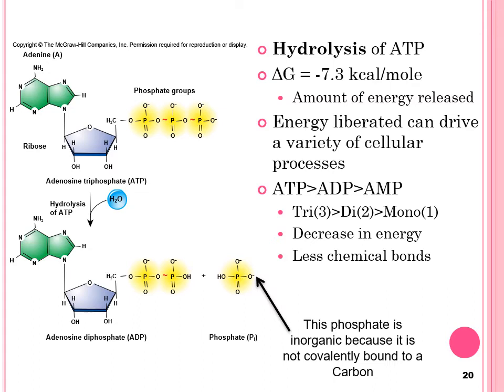in its chemical bonds. Remember, this is a hydrolysis reaction, so we're breaking bonds by smashing those bonds with water, and then we release a product at the end. Because this phosphate molecule is not attached to anything that has carbon, we call this free-floating phosphate an inorganic phosphate, which is why you'll see it with a P with a subscripted i.